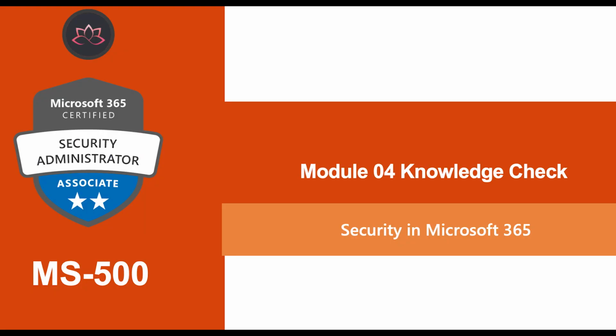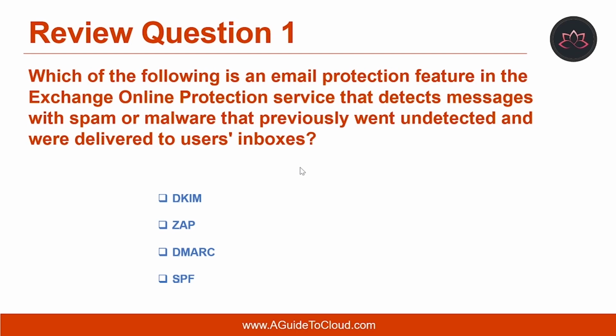In this section, we are going to go through the Module 4 Knowledge Check. Module 4 is about security in Microsoft 365. Let's look at the first question. Which of the following is an email protection feature in the Exchange Online Protection service that detects messages with spam or malware that previously went undetected and were delivered to users' inboxes? The correct answer is ZAP.